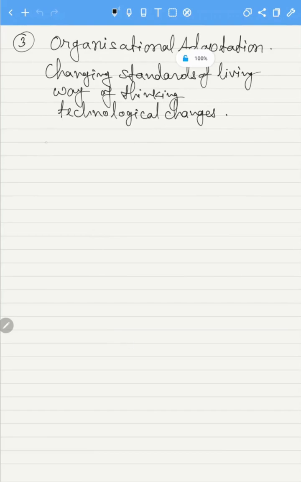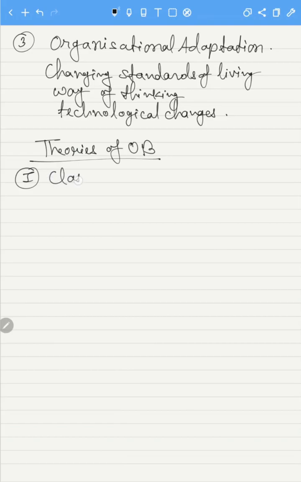Now let us see some of the theories of organizational behavior, theories of OB. There are a set of interrelated concepts, definitions and principles that present a systematic view of various interactions among people in the organization. So some of the key theories of OB are: first is classical theories.